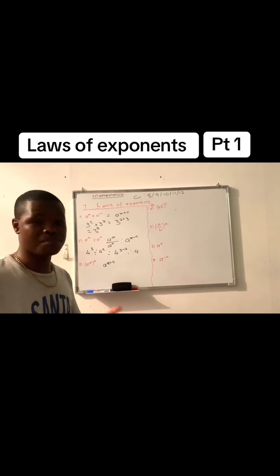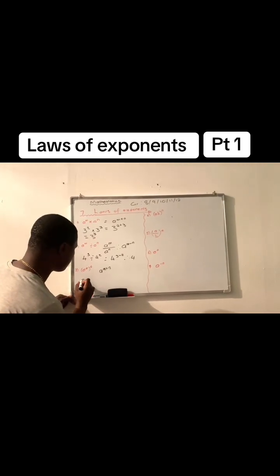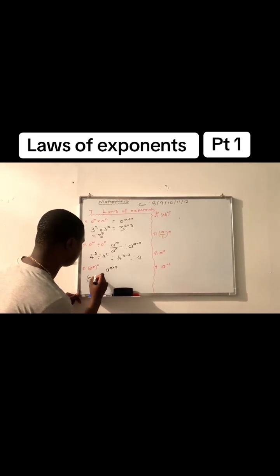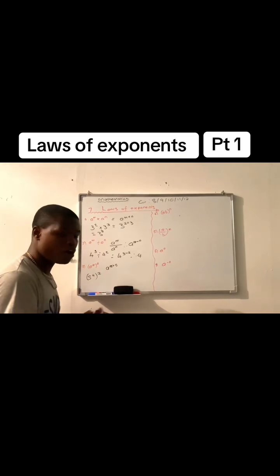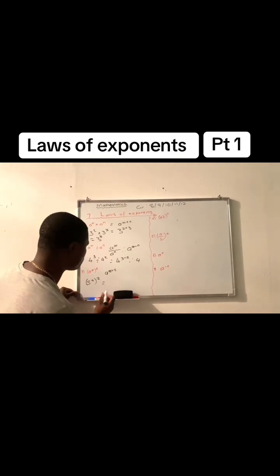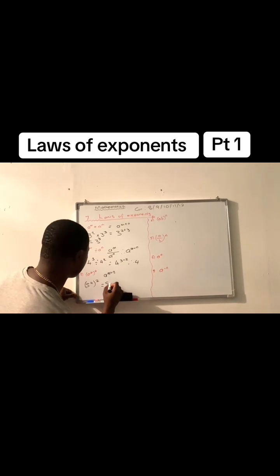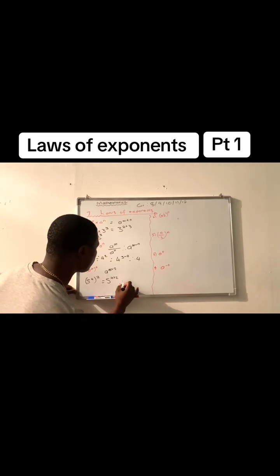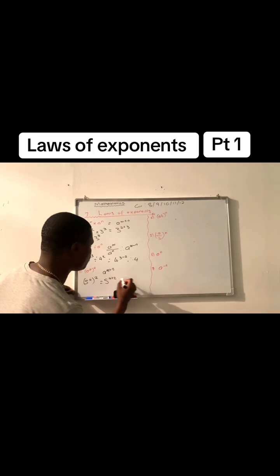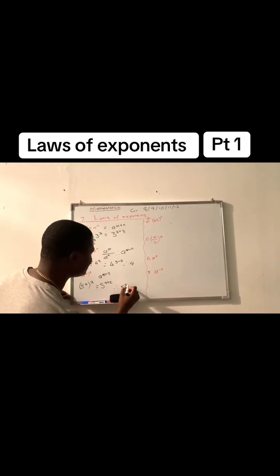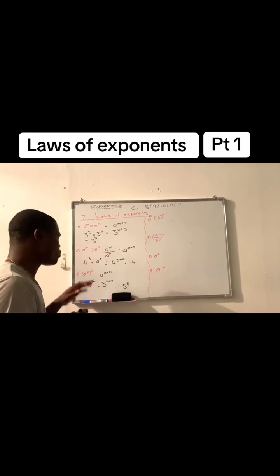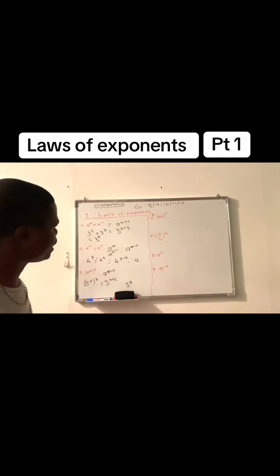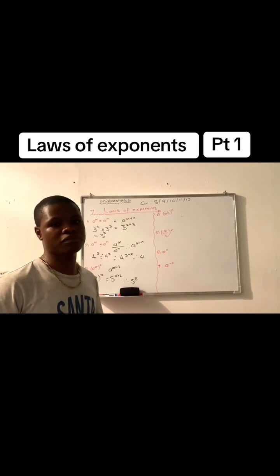So if you are given it in terms of numbers, let's say I've got 5 to the power of 4, with a power of 2 outside the bracket. This is how you solve it. It will be 5 to the power of 4 times 2, which will be equal to 5 to the power of 8. This is how you solve the product of an exponent.